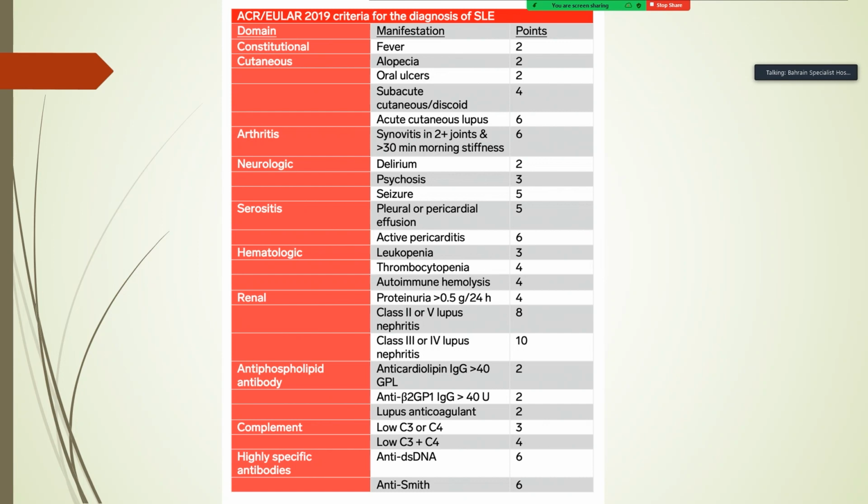And then the most important, the renal involvement, which includes proteinuria or lupus nephritis. Then there come the lab manifestations: antiphospholipid antibodies, complement levels, and the highly specific antibodies in SLE, which are anti-dsDNA and anti-Smith.